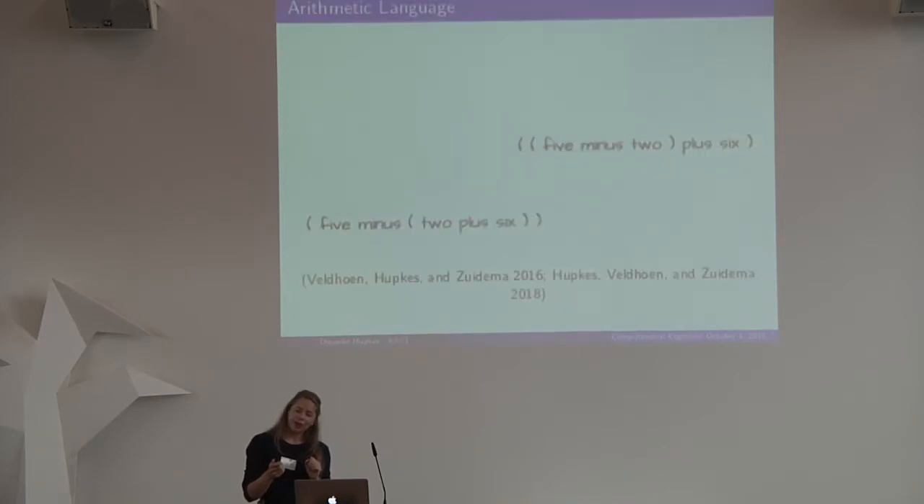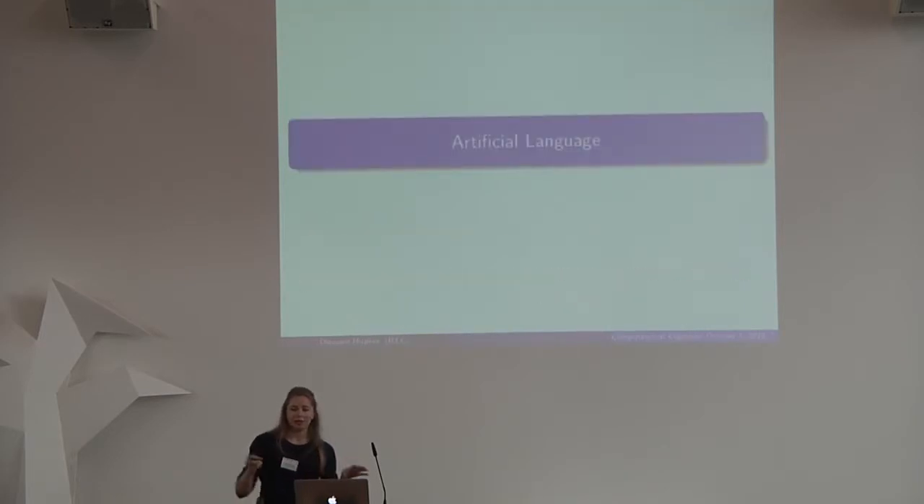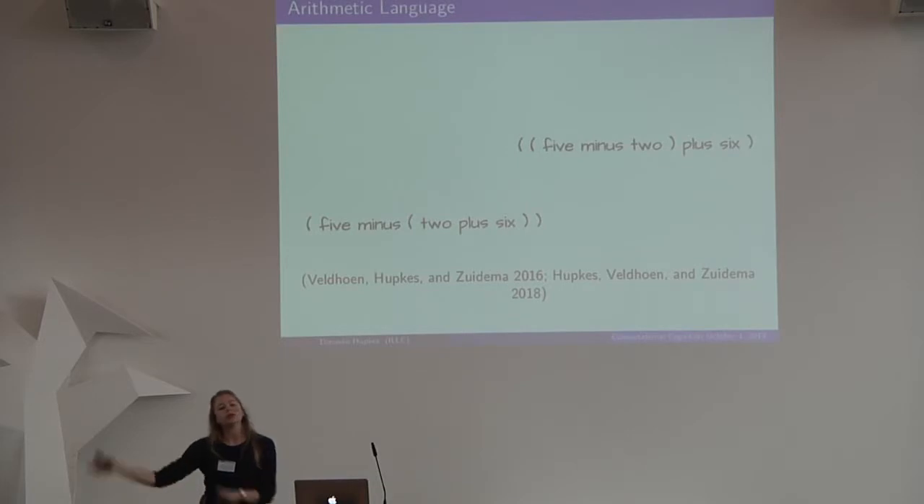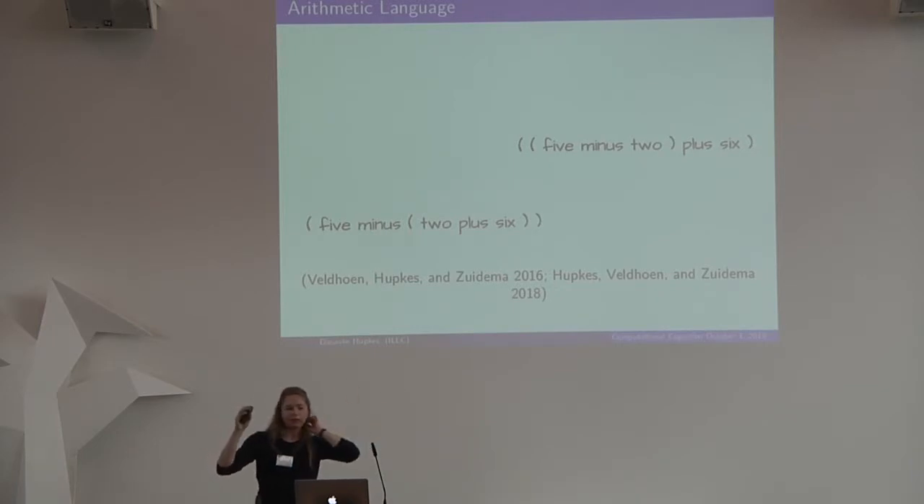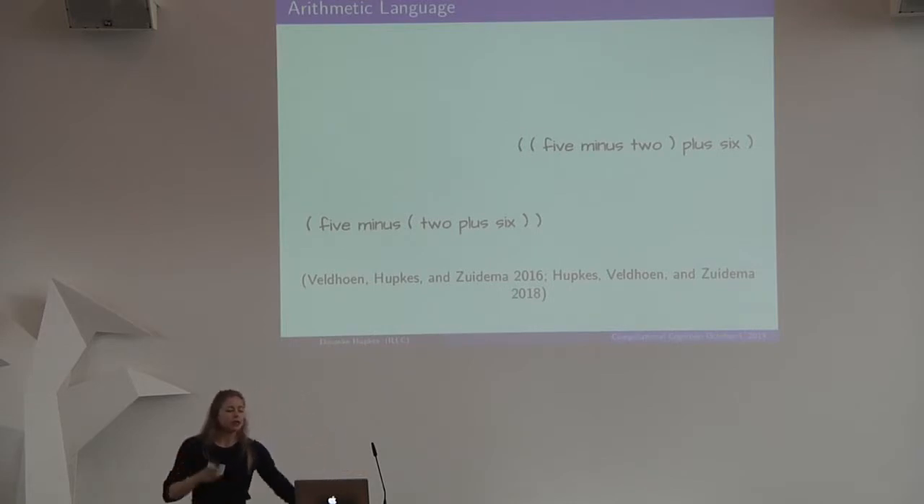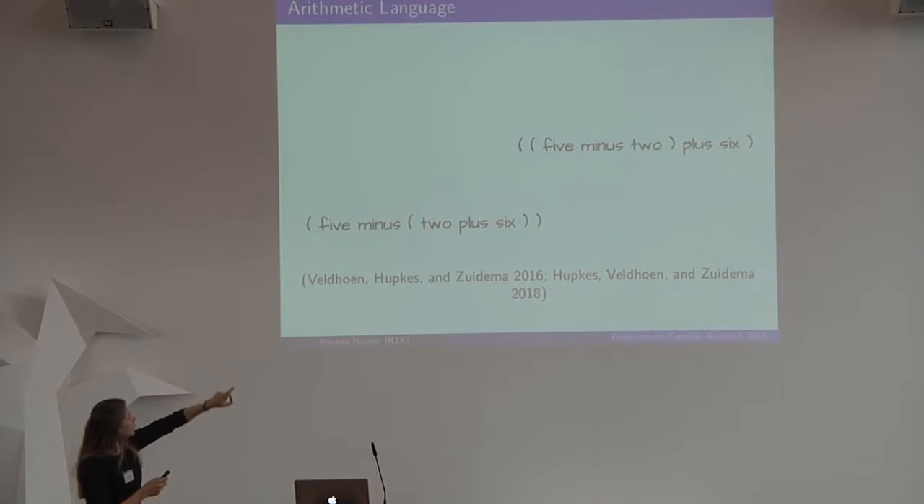The language that I'm looking at is called the arithmetic language, and it contains words for numerals, so 1, 5, plus 5, minus 5. It contains words for the operators plus and minus, and it contains words for parentheses. And the sentences that it has look something like this. So bracket 5 minus bracket 2 plus 6 bracket bracket.